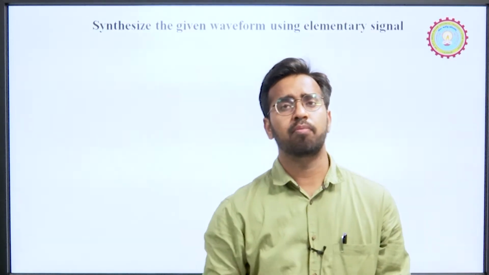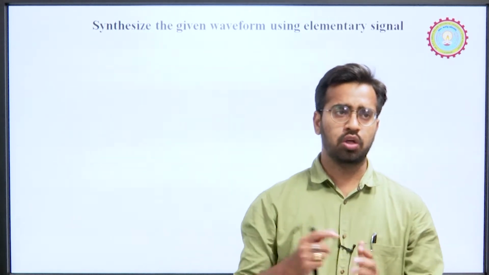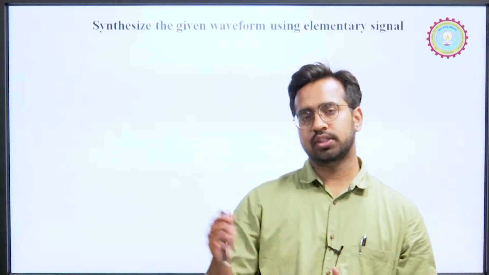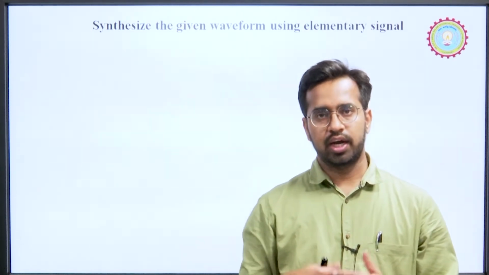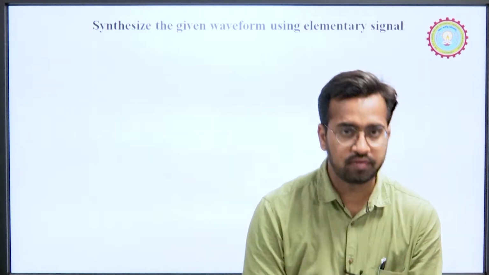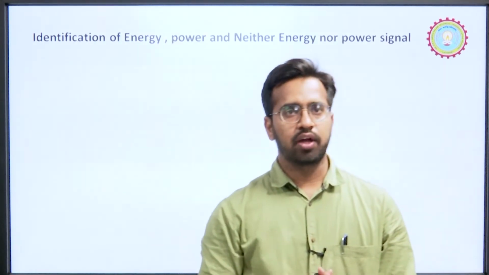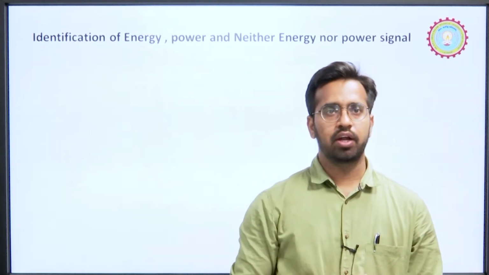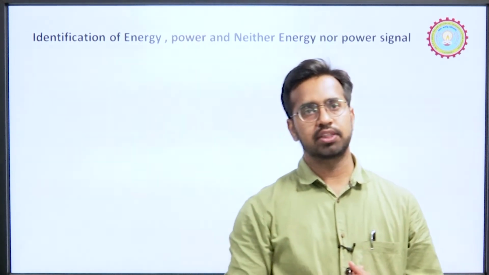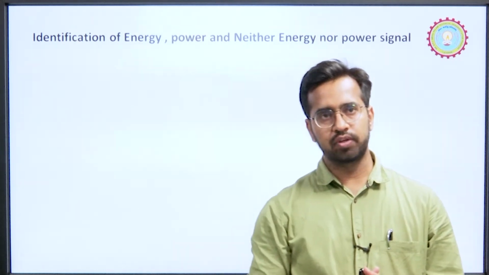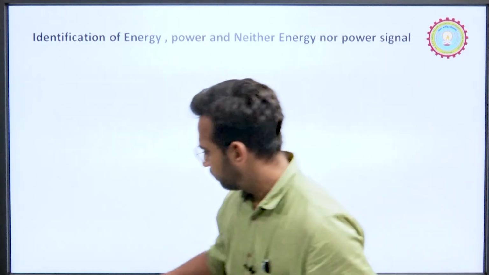We were given the waveform and we were required to draw those waveforms using the elementary signals, or we were given the signals and we were required to write the mathematical form. Also, we have seen how we calculate average. Now, moving ahead, if a signal is given, we are required to find the category of the signal, whether it is energy signal, power signal, or neither energy nor power signal. How will we do it, we will see.